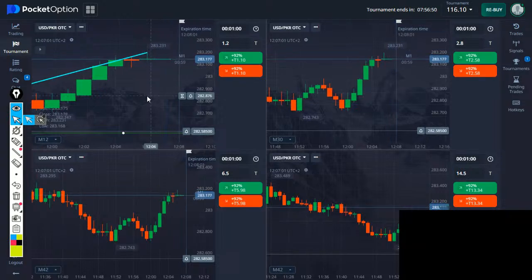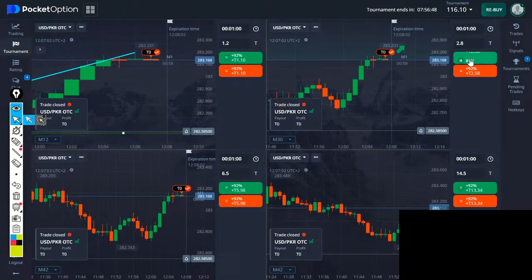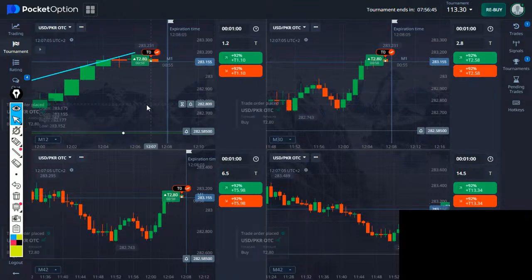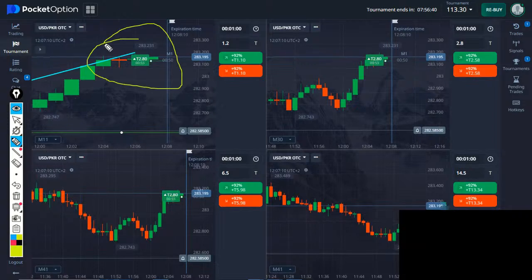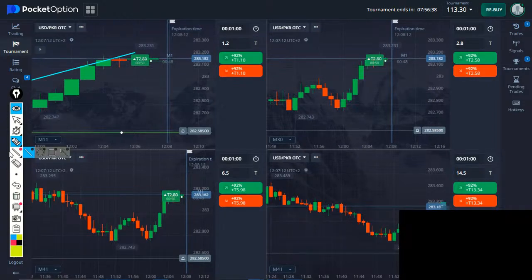So don't get greedy. This is a loss. I'll take a buy here on our second stage. So since I see the buyers are getting weak a little bit, I will change the pair if we win this one.